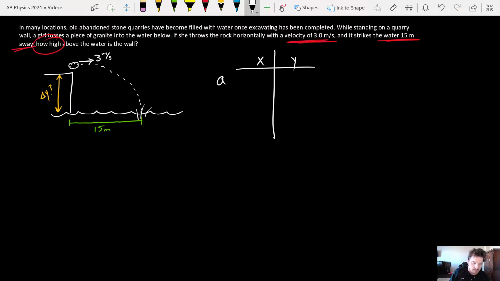I know acceleration for any projectile. Horizontally, the velocity is constant. So I have 0 acceleration in the x direction, negative 9.8 in the y direction because we're on Earth. Let's see, I know initial velocities. The initial velocity in the x direction, it said it was going horizontally with a velocity of 3. And in the y direction, if it's all horizontal, then there's no initial y velocity. You would also know that because this video is called Horizontal Projectiles.